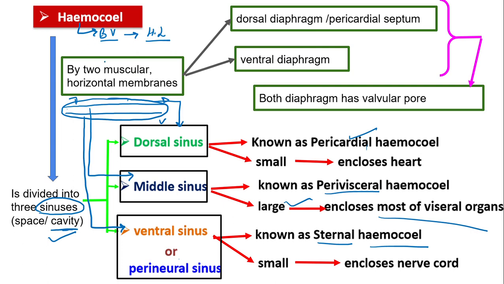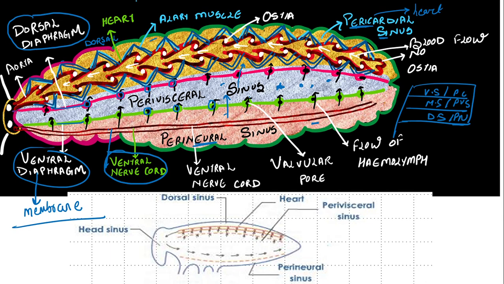See here, it is divided by two muscular membranes. We call them the diaphragm. One is the dorsal diaphragm, the other one is the ventral diaphragm. Both diaphragms have valvular pores. So the pore which I told you about has a valve. That means it will allow the movement of hemolymph in only one direction: from perineural to perivisceral, perivisceral to pericardial. Backward flow of hemolymph is not allowed here, right?